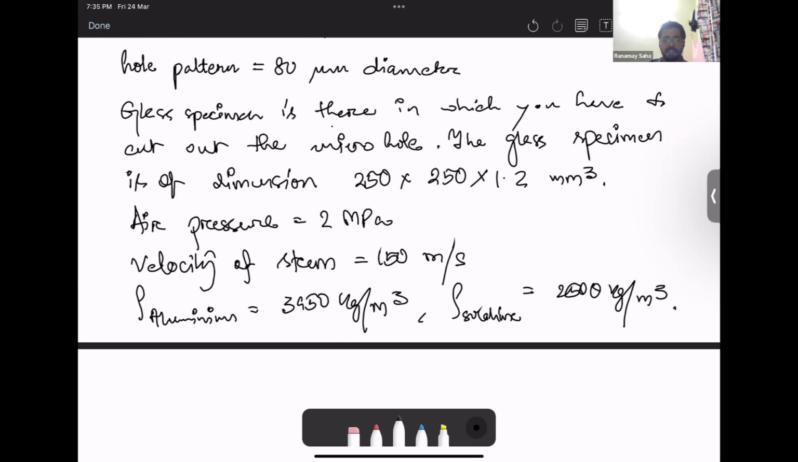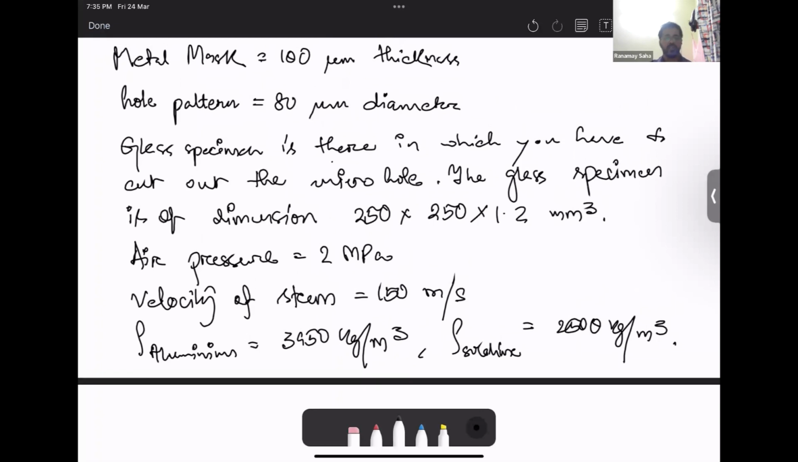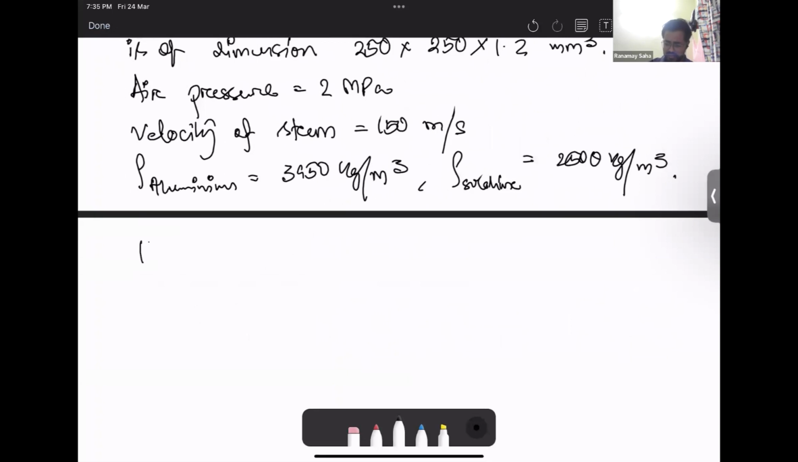doing your abrasive machining, abrasive water jet machining, while making out a pattern which is of 80 micrometers diameter, through a metal mask which is 100 micron of thickness. Okay. Now further, you may need the hardness of the eroded material as 585 into 10 raised to the power 6 kg per meter square.